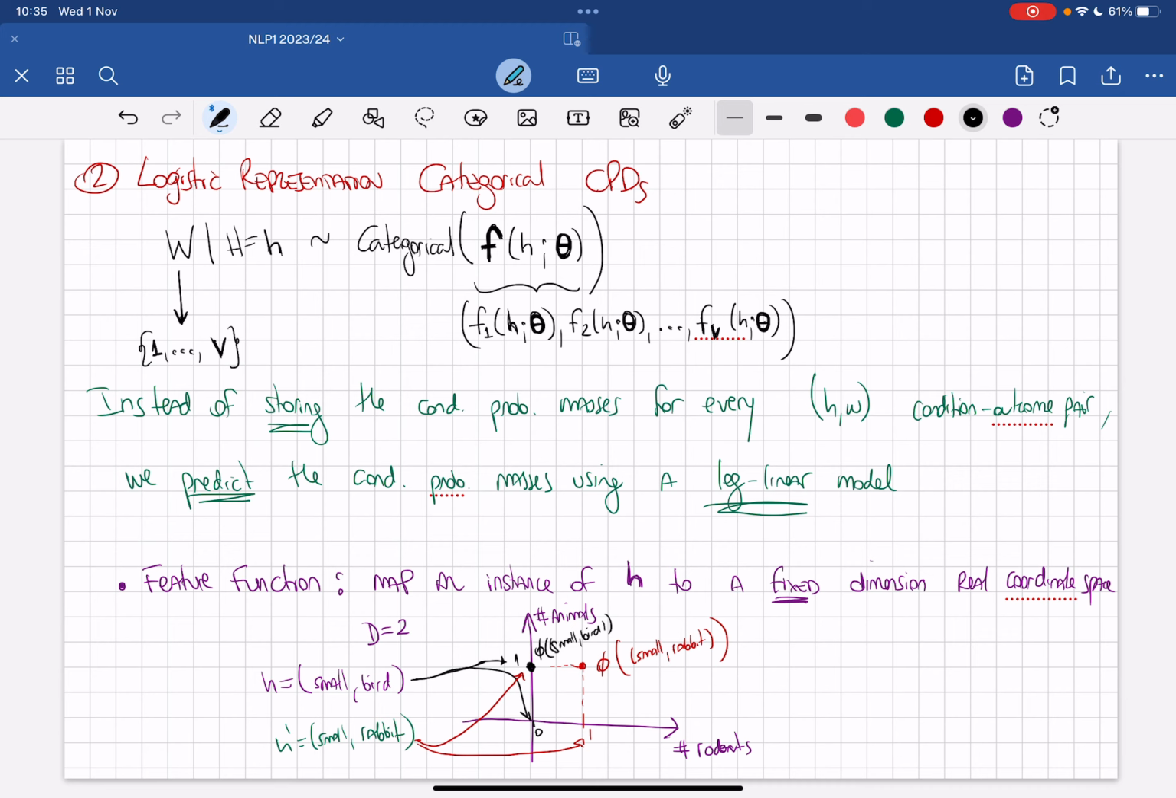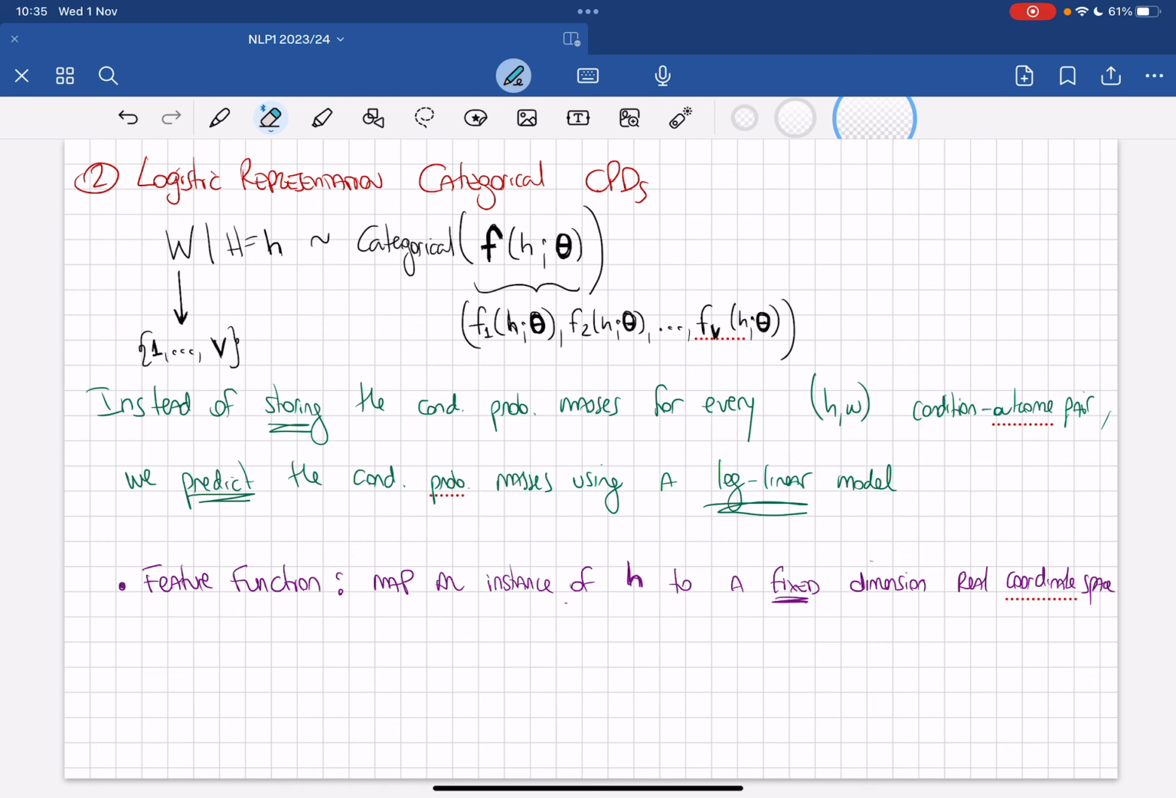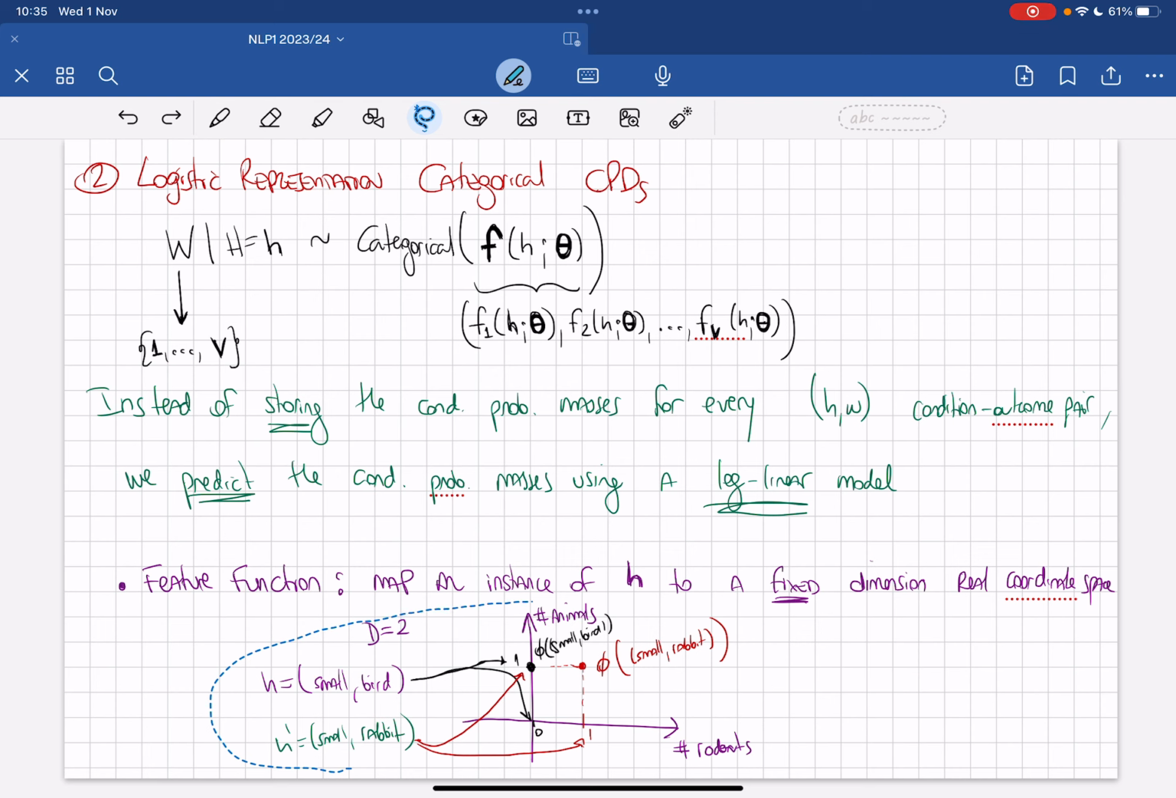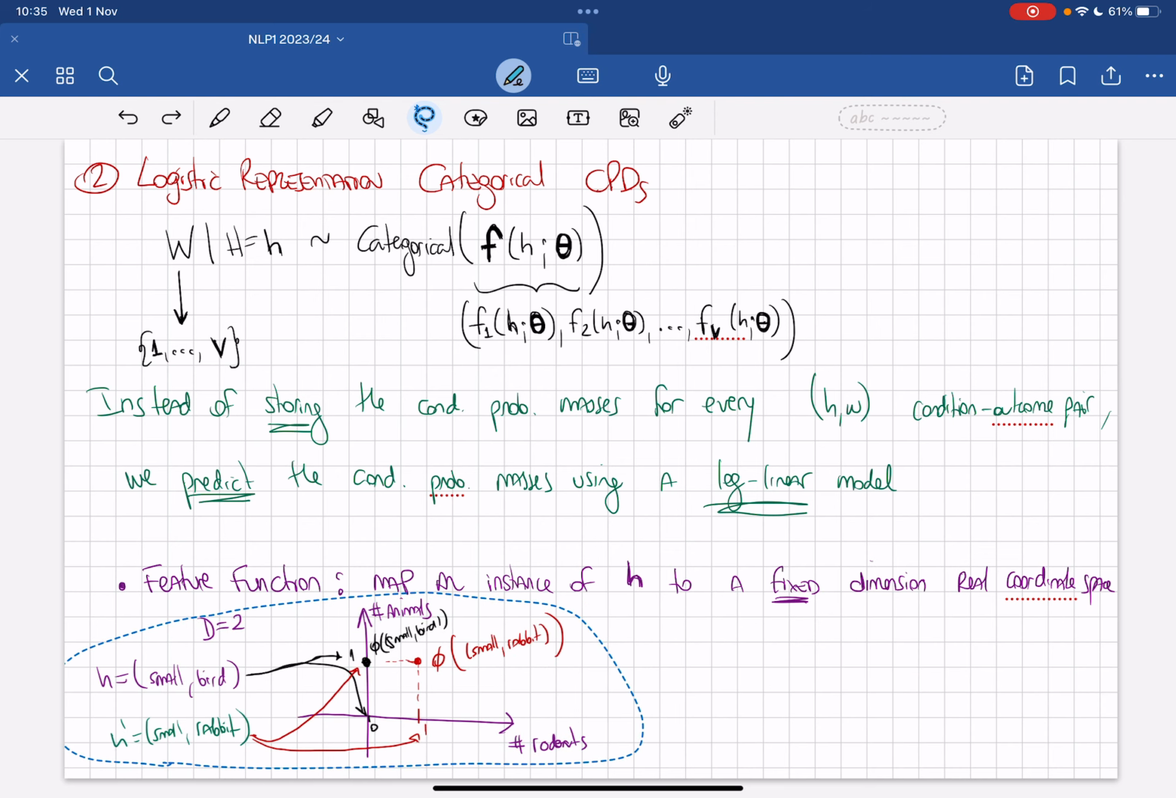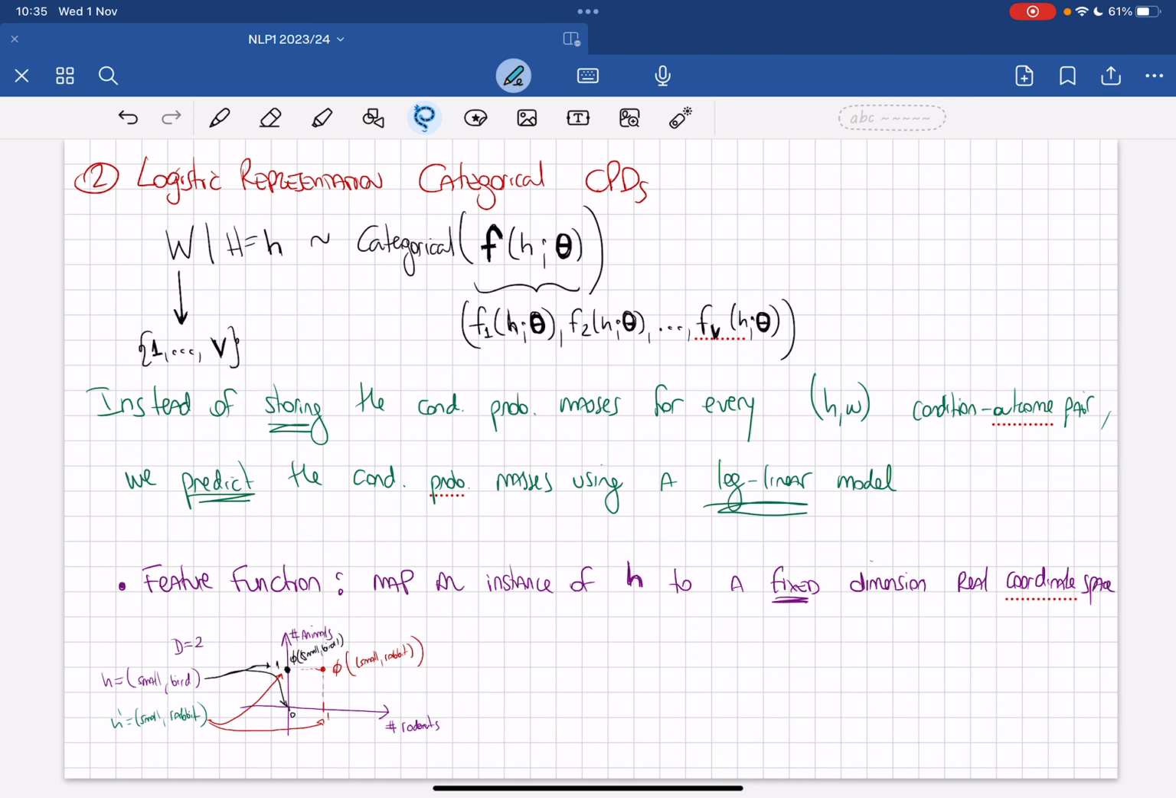Now, once we have a feature function in place, what can we do? I'm going to have to clean up a bit of the space here. Actually, let me not clean it up, let me just move it to the side so I can still use the drawing. The next thing we'll do: now that our conditioning context has been mapped to a point, I will map those points to a different space. In particular, I'm interested in eventually having a vector with V probabilities in it, one for each of the possible outcomes of the random variable W.